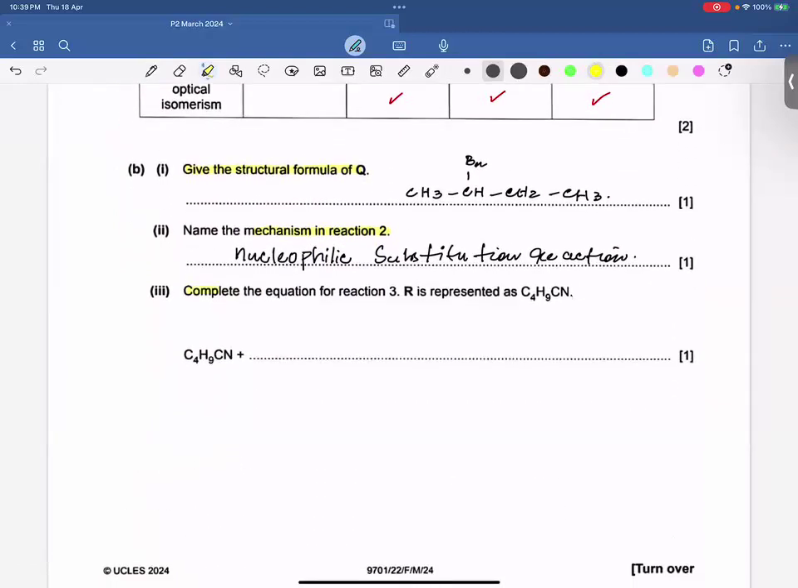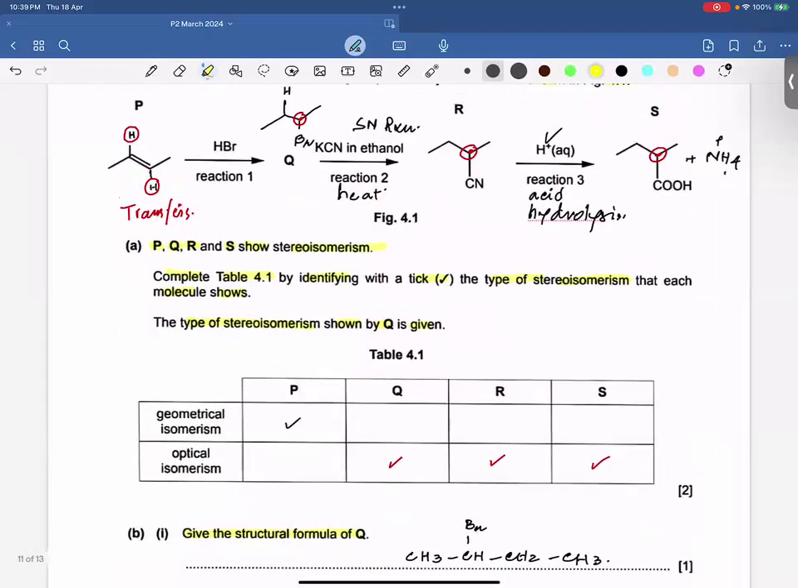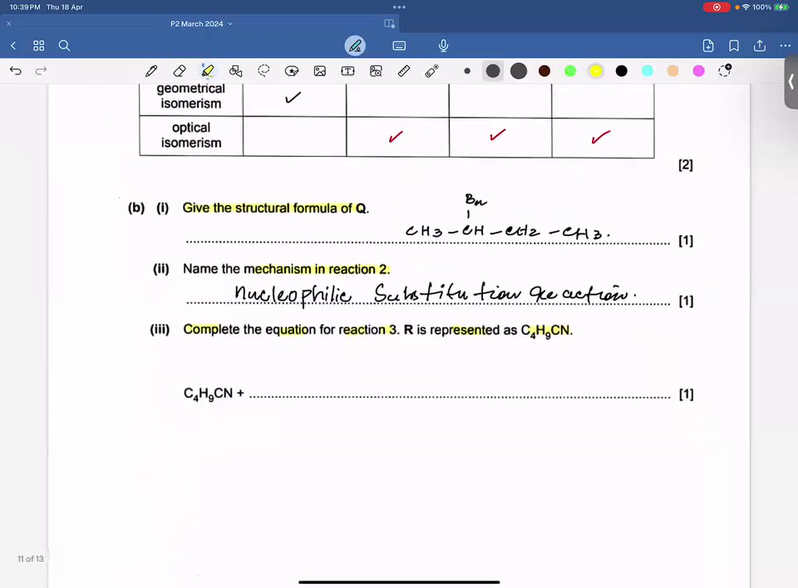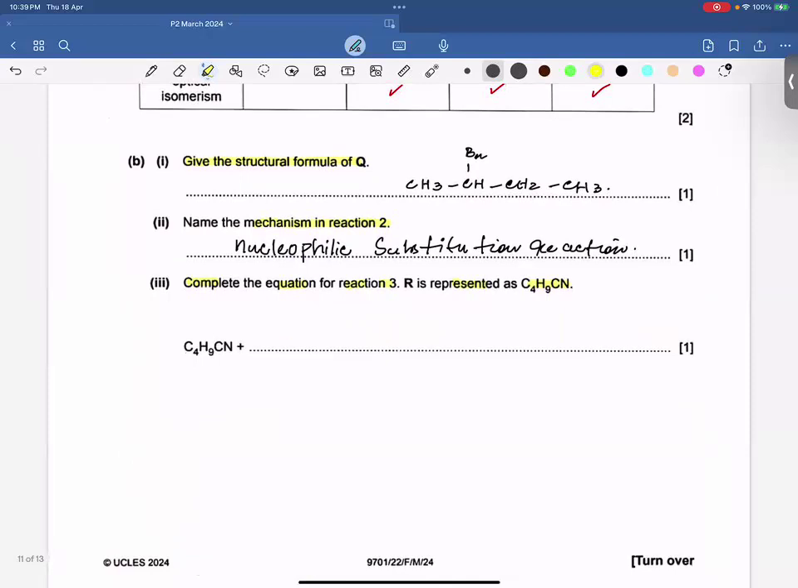Now the next is complete the equation for reaction 3. R is represented as this. So I'm treating it with aqueous hydrogen ion in the presence of water. Obviously, it will give you C4H9COOH.